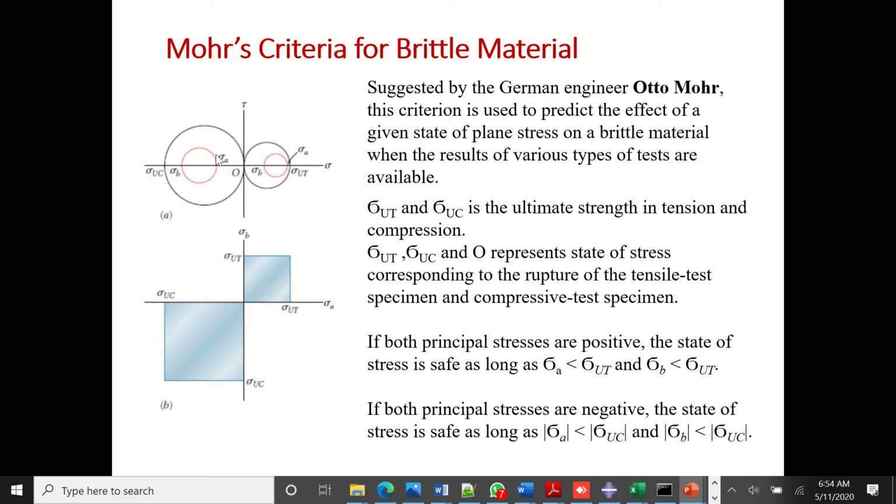Any circle residing inside the circle for any state of the stress will be considered as safe. So the red circles, they are inside these black big circles, so they are considered as safe. Similarly, any point which resides inside these squares will be considered as the safe state of the stress.